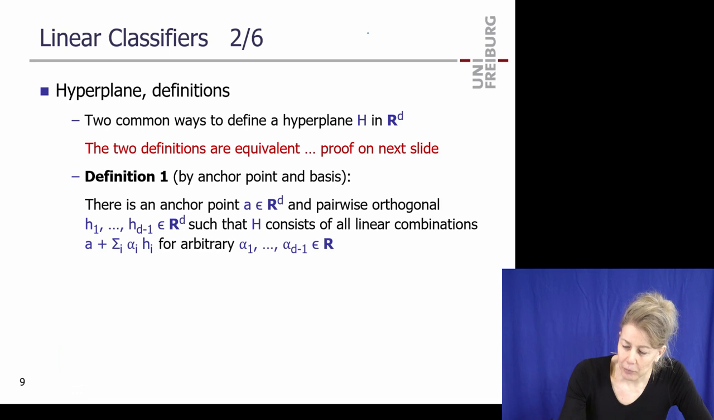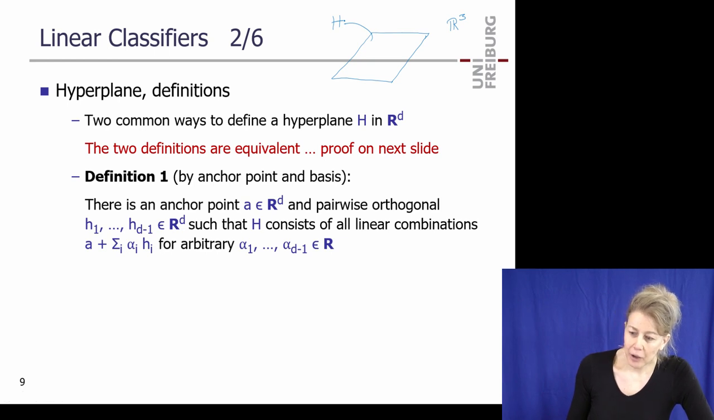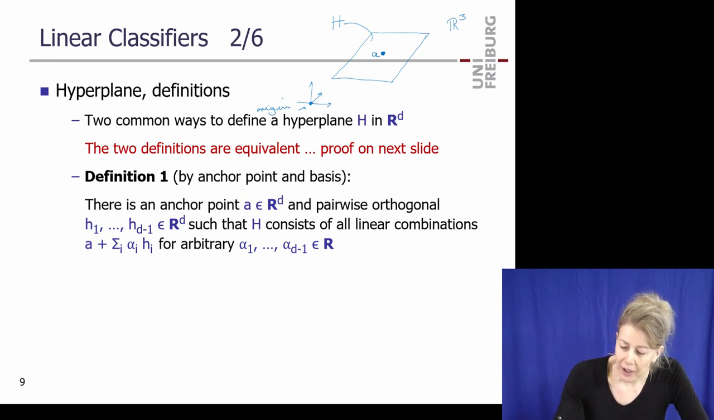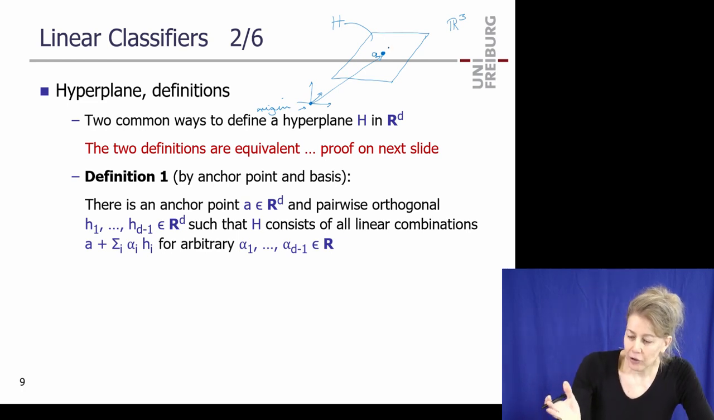And this is maybe the most common definition. Let me try to draw something here. We are now in three-dimensional space, and this thing here is a plane, my hyperplane. Here is a point A, and somewhere here is my origin. This hyperplane doesn't have to go through the origin. So this is a vector A, which lies on the hyperplane, it can be any point, and now I have vectors which span the plane.